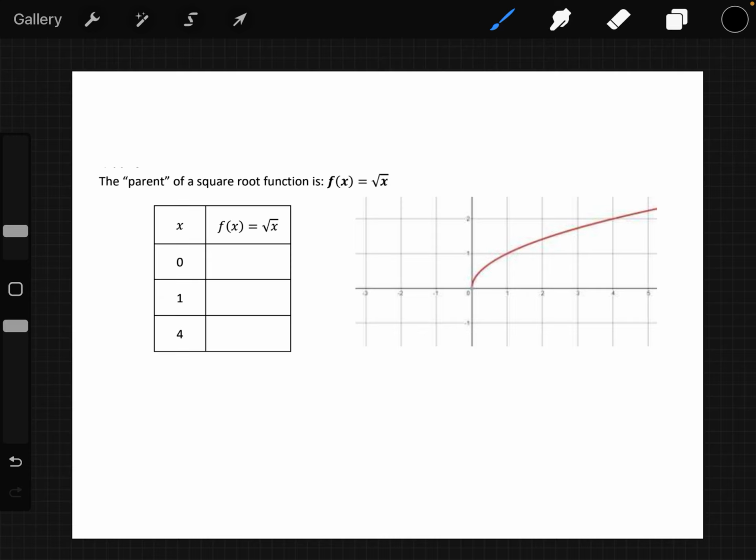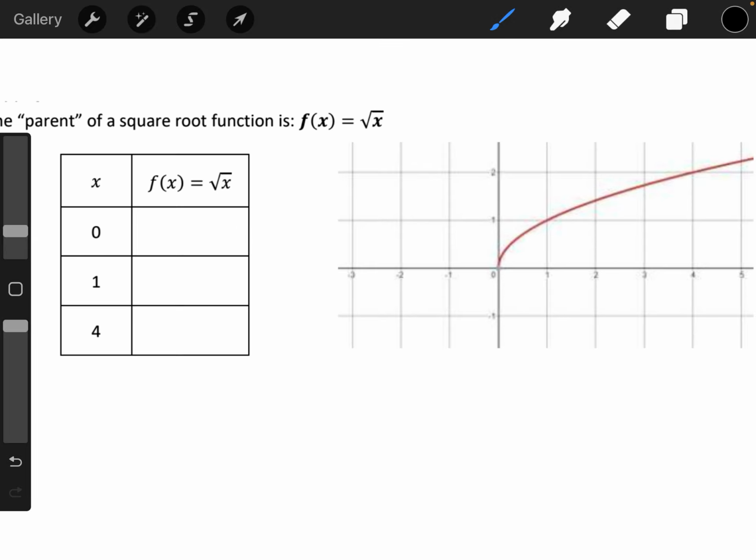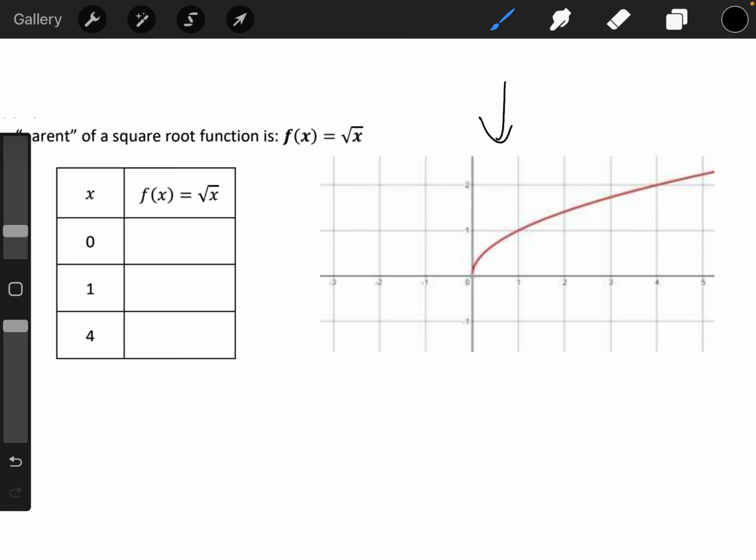This is lesson 5.2, graphing square root functions. So the parent of a square root function is f of x is equal to the square root of x. So we'll plot these points and confirm that the graph pictured is this same graph.